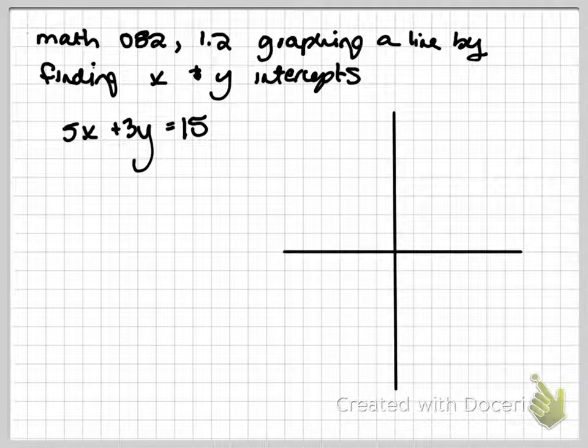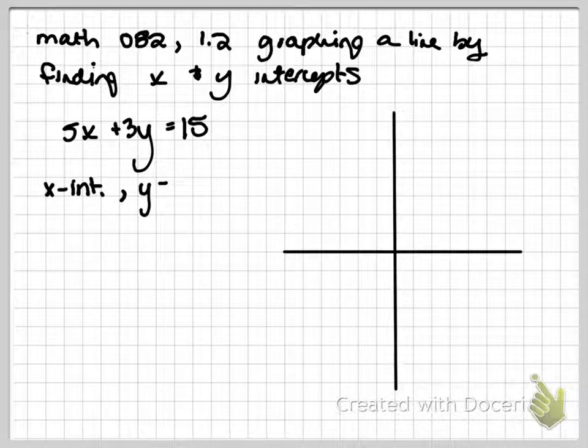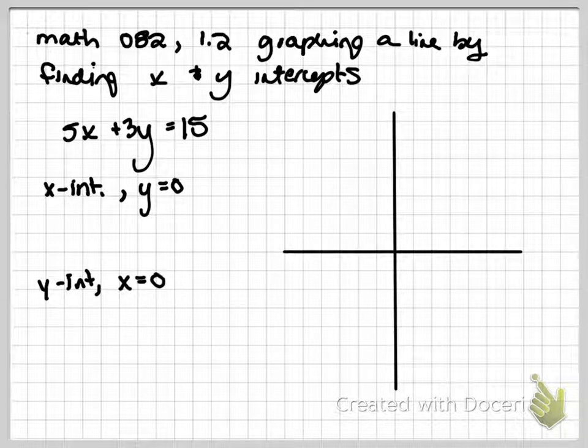So what we need to remember is that to find the X-intercept, we have to set y equal to 0. And to find the Y-intercept, we need to set x equal to 0. Those are things that you need to remember or memorize. Okay, so let's go ahead and do that.